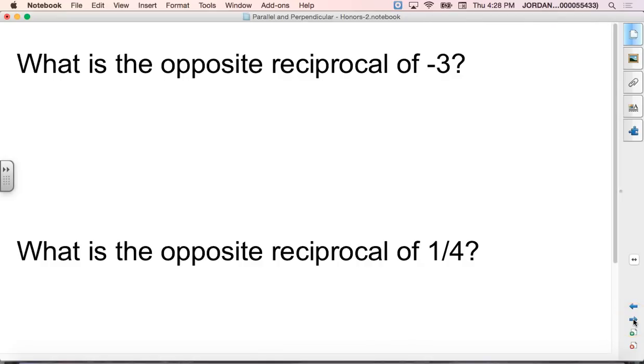Okay, so let's practice opposite reciprocal real quick. What is the opposite reciprocal of -3? So first, let's make -3 a fraction. In order to make a whole number a fraction, you just put it over 1. So we've got -3, and that's going to be over 1. To make the opposite reciprocal, okay, reciprocal means we flip the numbers, so we'll put 1 over 3 now and change the sign. So instead of a negative, we would make it positive. So the opposite reciprocal of negative 3 is just positive 1/3.